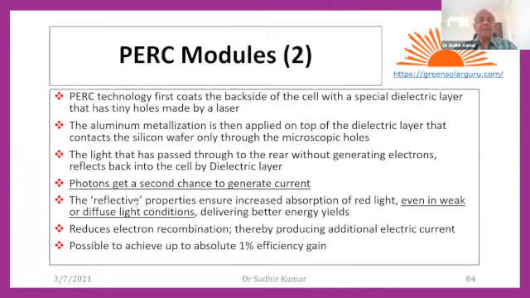So that means you get better efficiency. So even in weak light, it works. And it reduces electron recombination, producing additional electric current. It is possible to achieve up to about 1% efficiency gain. And this is becoming very popular. PERC modules are very popular. They are available in the market.